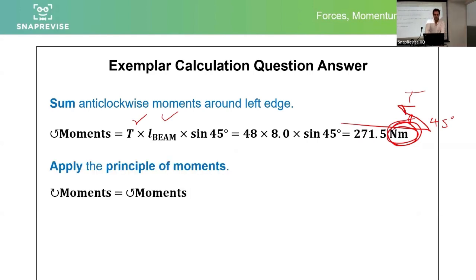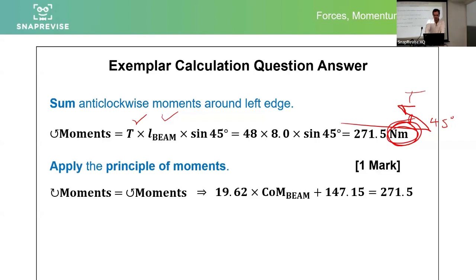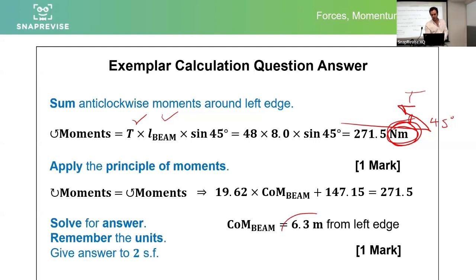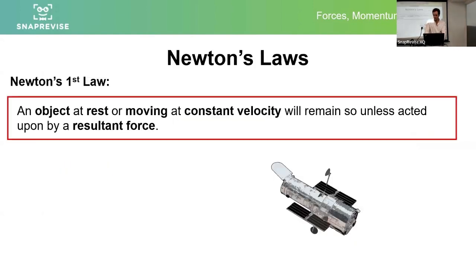And then apply, last but not least, the principle of moments. Our expression in terms of the center of mass is equal to a set number. We can rearrange to get the position of the center of mass. It is 6.3 meters from the left edge. Fab. Okie dokie. So that was a brief dive into angular kinematics and dynamics, but there'll be more of that in the year 13 syllabus.